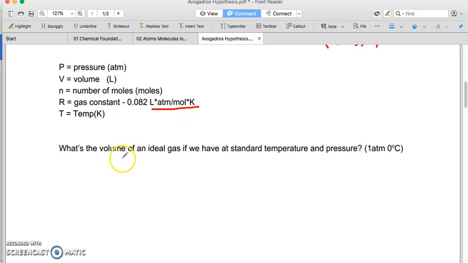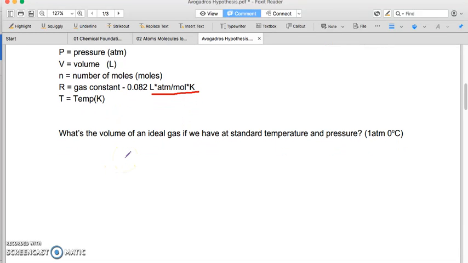So I'm going to introduce a concept that you'll use a lot in this class, and that is the volume of an ideal gas at standard temperature and pressure. Standard temperature and pressure are, and I have these out of order, temperature, this is the standard temperature, 0 degrees Celsius. This is the standard pressure, 1 atm. So what's the volume of an ideal gas? And really, every gas in this class is ideal. Okay, so really just a gas. But what's the volume of an ideal gas if we have standard temperature and pressure?